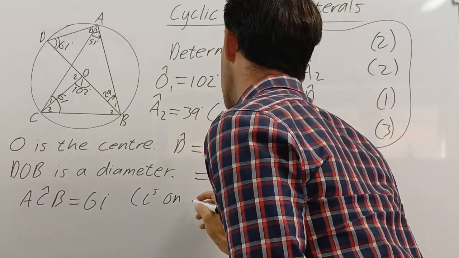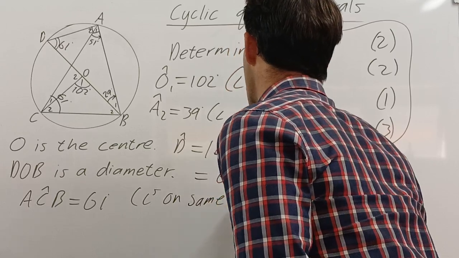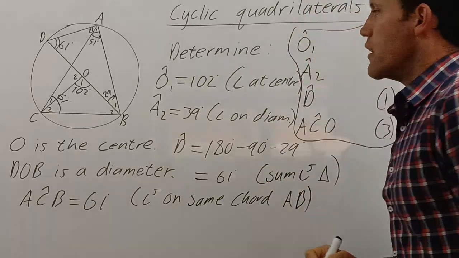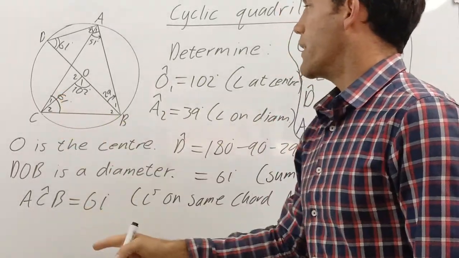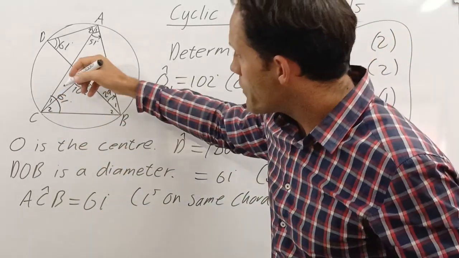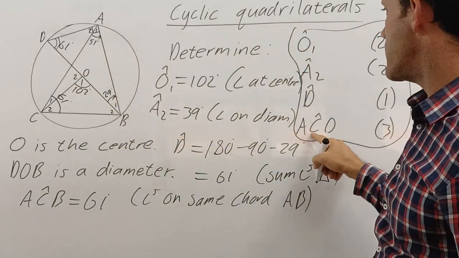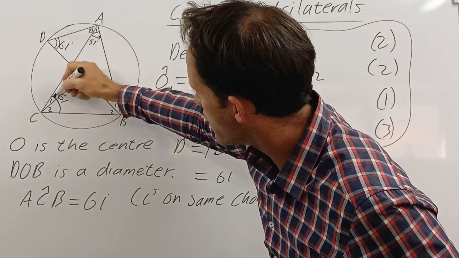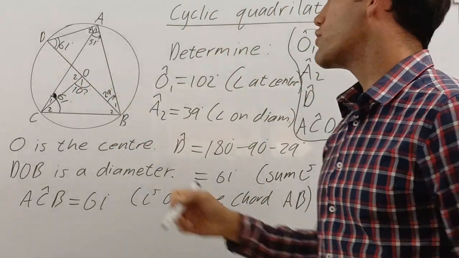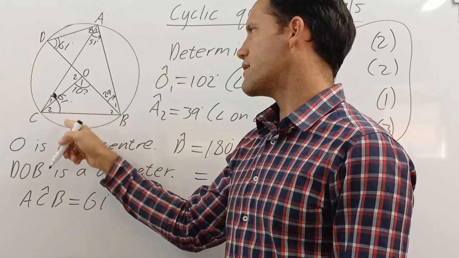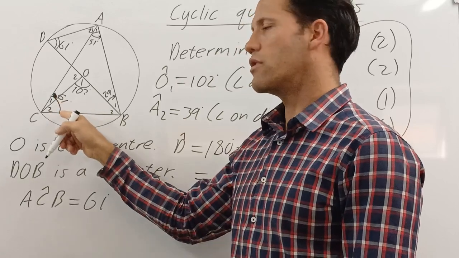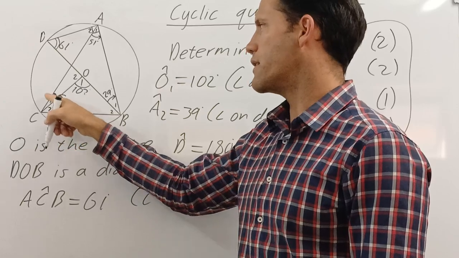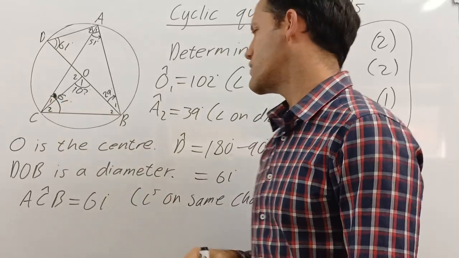Angles on the same chord AB. Okay, so we know this one is 61. But now the problem is we just want C1, ACO. So we want this part here, and this part. So we have to find C2, and then say 61 minus C2. So how can we find C2? We must find C2, and then say 61 minus C2 gives you C1.